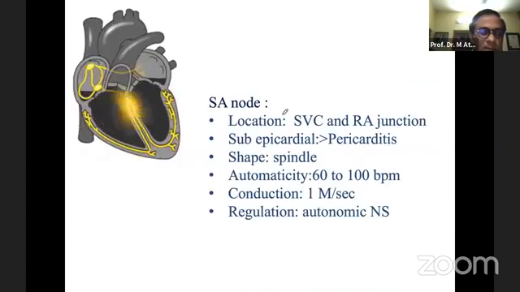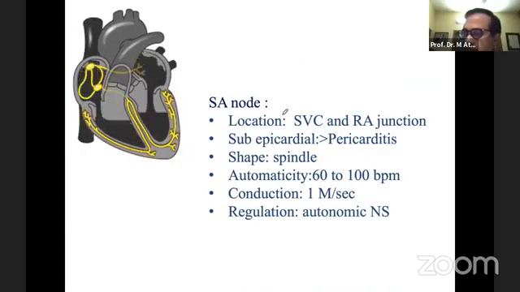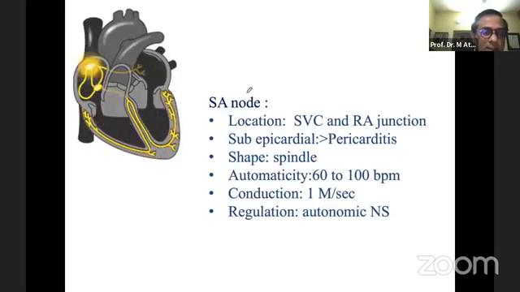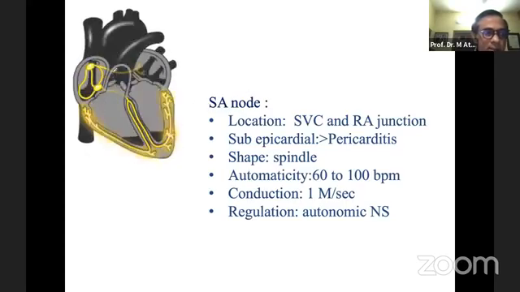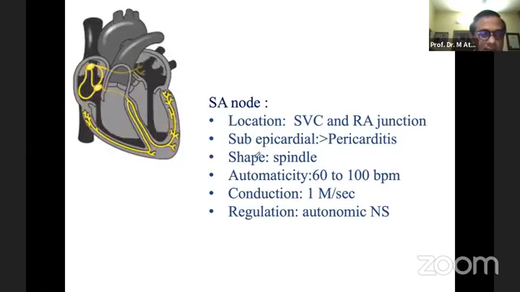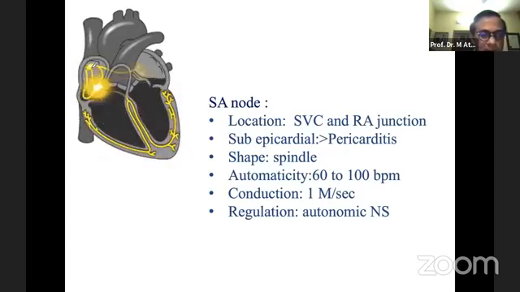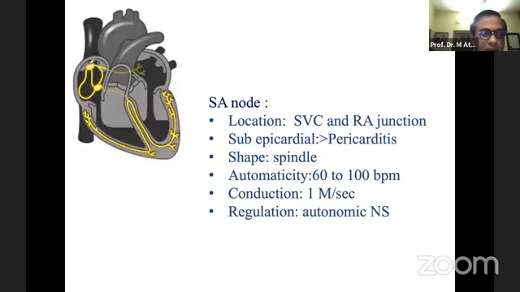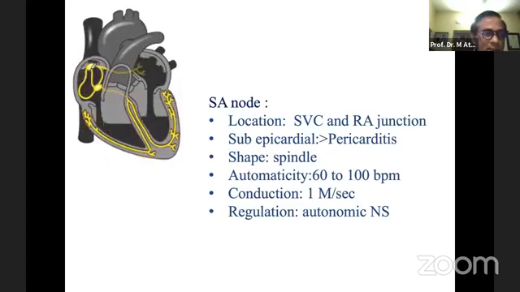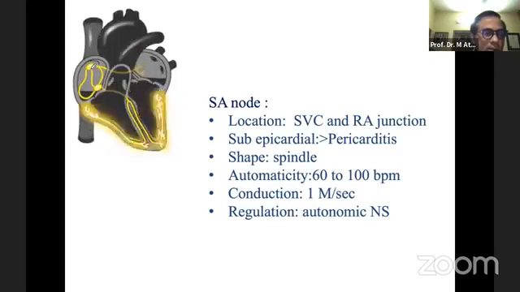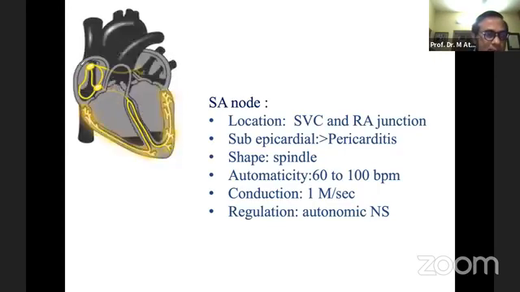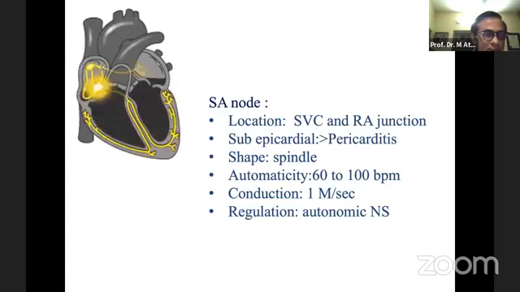And again, these are the different components of the conduction system. This is the SA node. SA node is one of the first components. This is located at the junction of the superior vena cava and the right atrium. This is a spindle-shaped structure, and it is subepicardial in location. When there is pericarditis, the SA node is involved, not during endocarditis. SA node is involved mainly during pericarditis because of its subepicardial location, and it is spared during endocarditis.